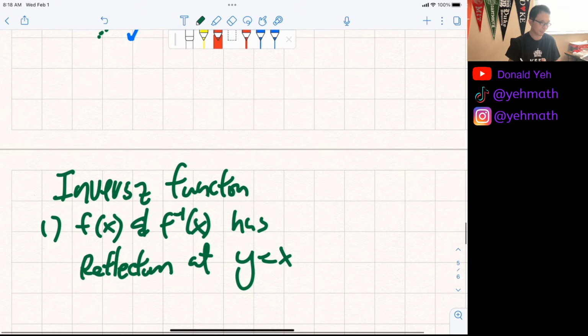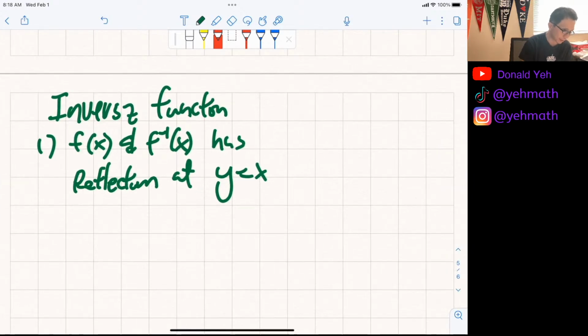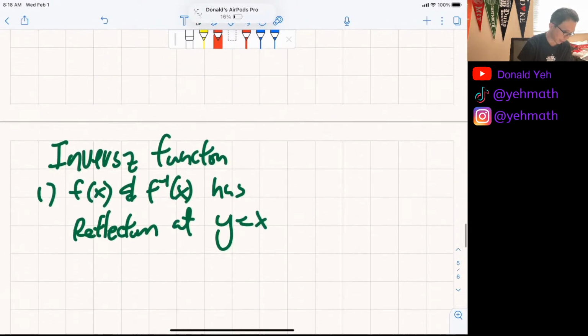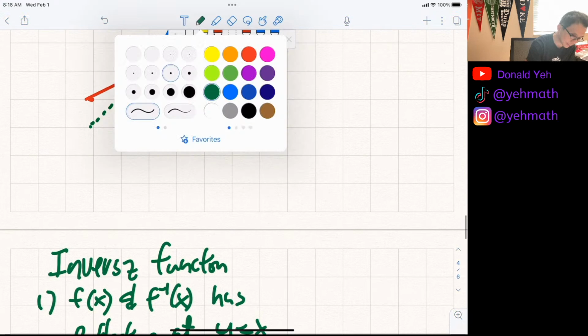f of x and f inverse of x have a reflection at y equal to x. Then you say, okay, with that being said, well, that's pretty cool. They just have reflections. The second thing I will say is this.